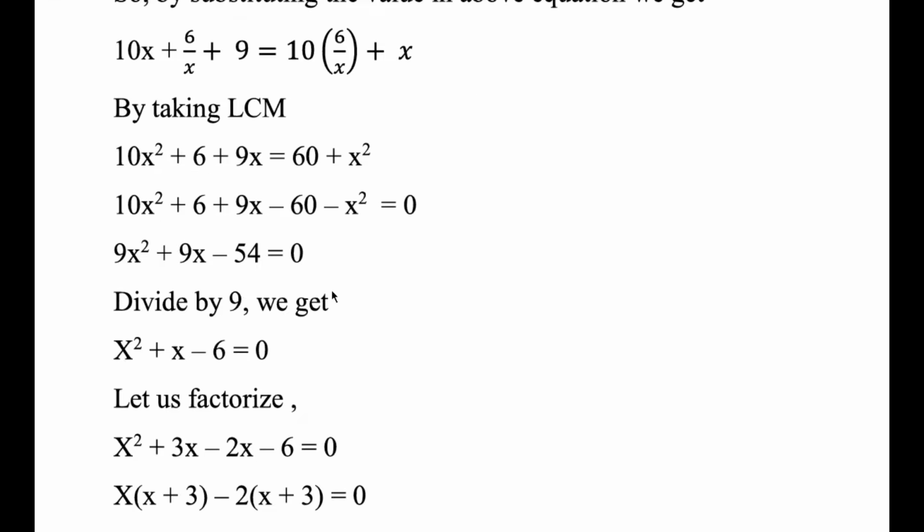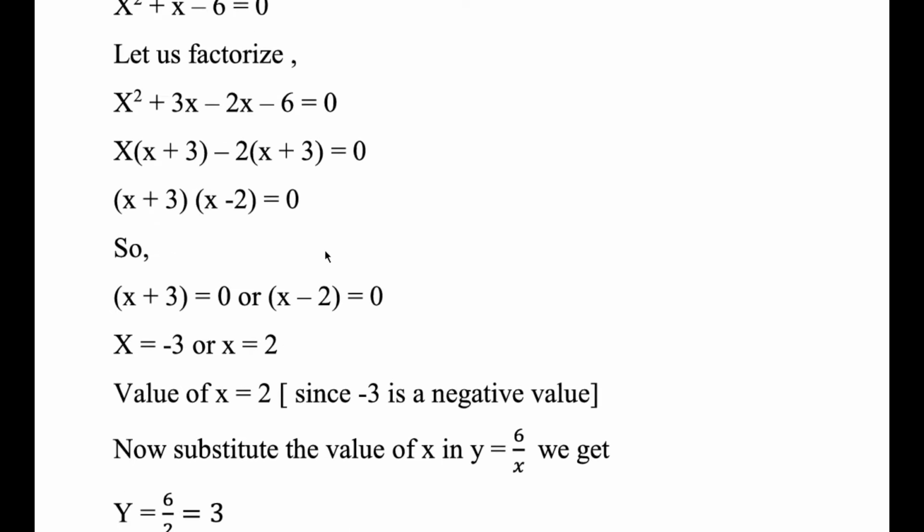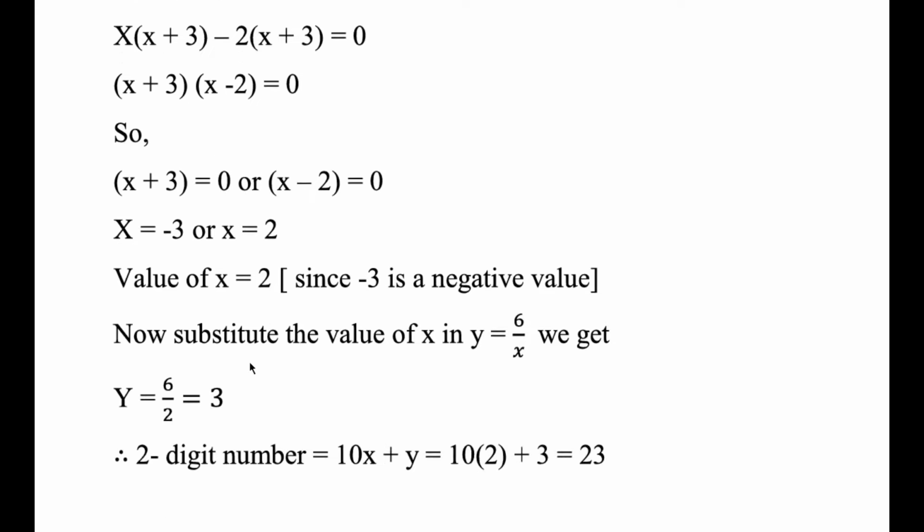After that, divide by 9, reducing the burden on that particular equation. After that, middle term factorization, you will get x plus 3 into x minus 2 is equal to 0. So the values of x ultimately come to 2 or minus 3. So minus 3 we will not take, as it is a negative figure.